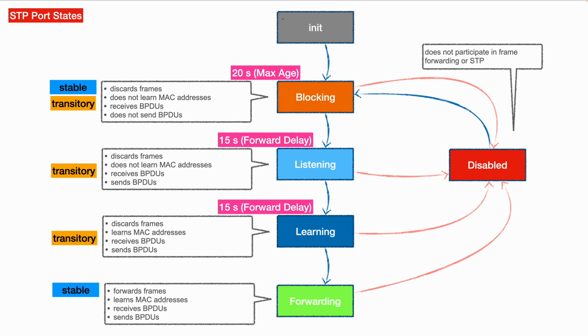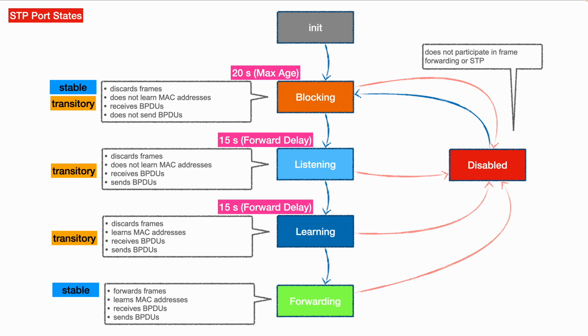When you just start the switch, of course, there will be an initialization process, and then your port will be in the blocking state. The port will discard all the frames and will not learn MAC addresses. It will receive BPDUs, which are part of STP, but it will not send BPDUs. It will only receive BPDUs. Then it will go to the listening state. It will still discard the frames and still not learn MAC addresses, but it will continue to receive BPDUs, and then it will start sending BPDUs. That means it is listening.